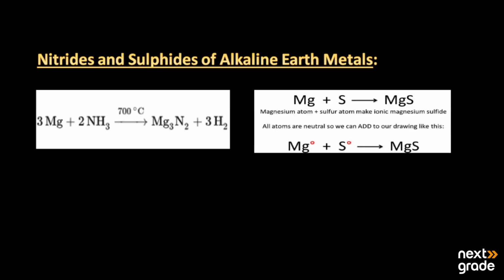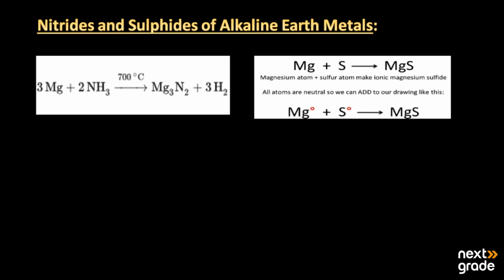After that we have nitrides and sulfides of the alkaline earth metals. As the alkaline earth metals can react with nitrogen and change into nitrides, they can react with sulfur and change into sulfides. So here we have some examples. We have magnesium, which reacts with ammonia gas at a temperature of 700 degrees Celsius. It makes the nitride, that is magnesium nitride, and the byproduct here is hydrogen gas. On the other hand, when alkaline earth metals react with sulfur, for example magnesium, the product we have is magnesium sulfide.